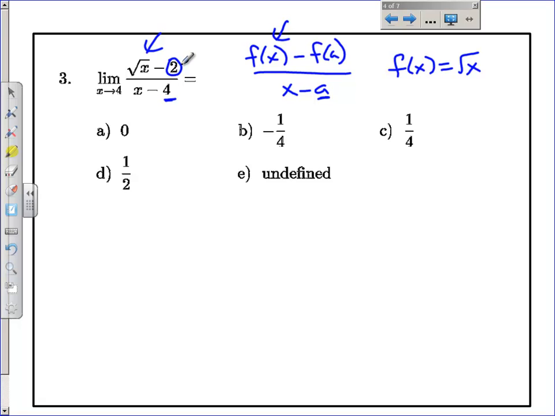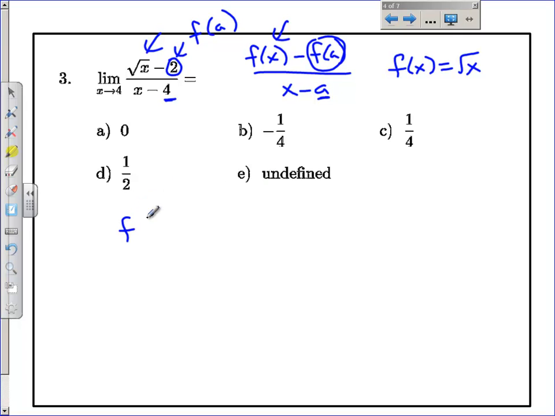This top number is a 2 because this is f of a. In other words, we throw a, which is 4, into our function, and the square root of 4 is 2. So this is what's happened after you've thrown the value a into your function. This is f of a. So it's easier to find a, or the x value, by looking in the denominator.